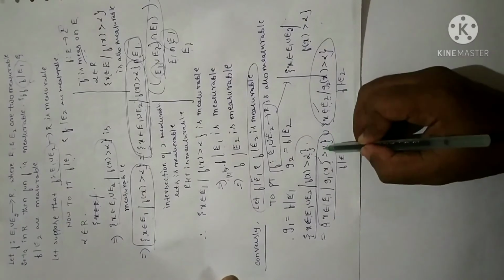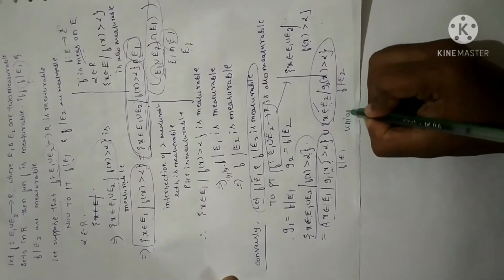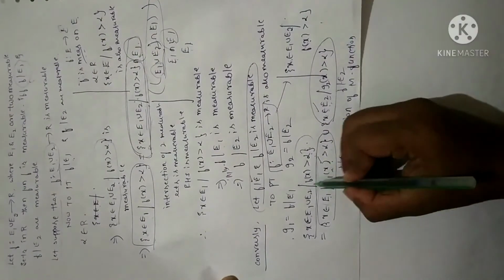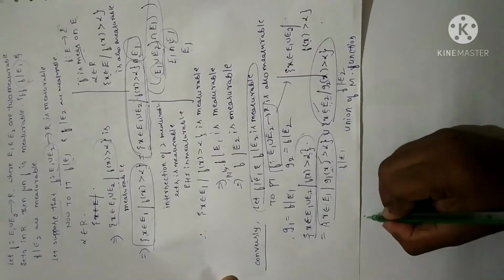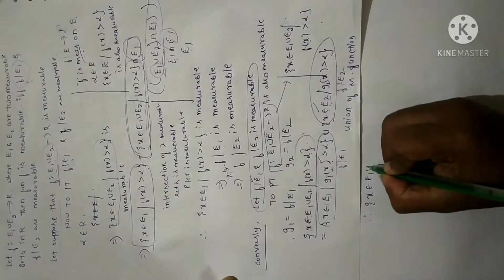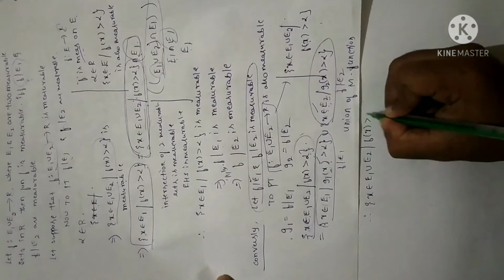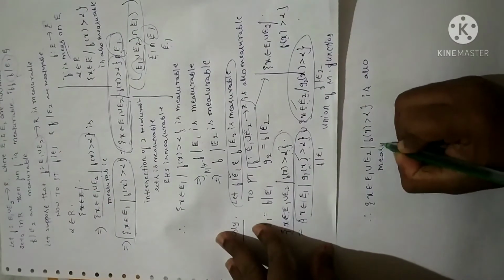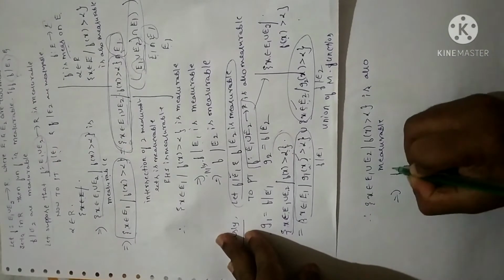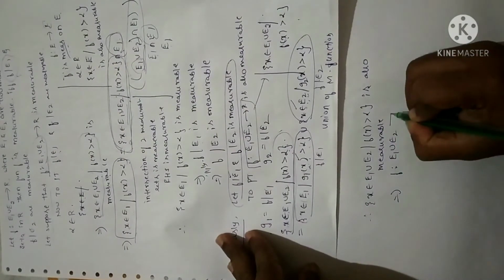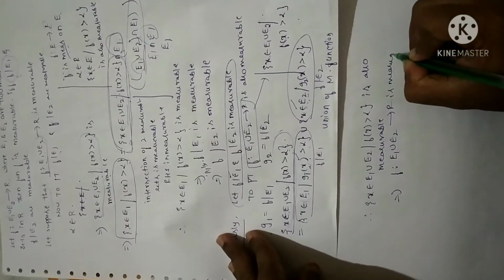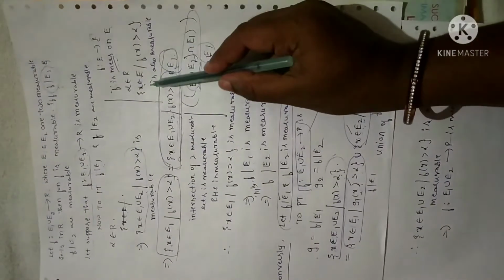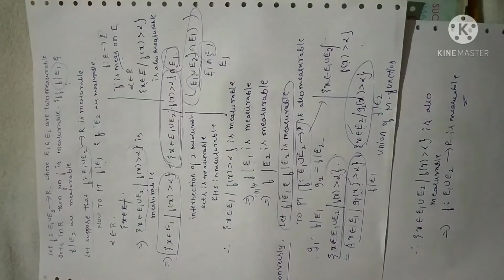So if both are measurable, I can say their union is also measurable. Union of measurable functions, so a union of measurable sets is again measurable. So if the RHS is measurable, I can say the LHS is also measurable. Therefore, I can clearly say that the set of x belongs to E1 union E2 such that f of x greater than alpha is also measurable. Meaning f defined from E1 union E2 to R is measurable. So this is what we had to prove. The converse part is clear, right? So the only thing is you have to remember the definition of measurability of a function. Hope it is clear.